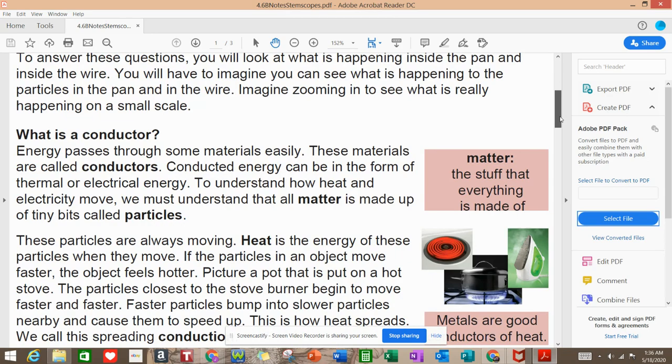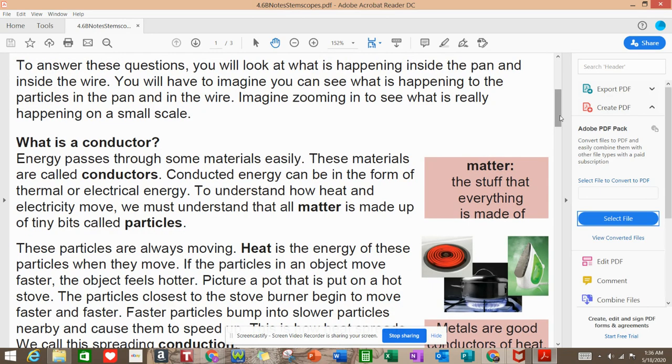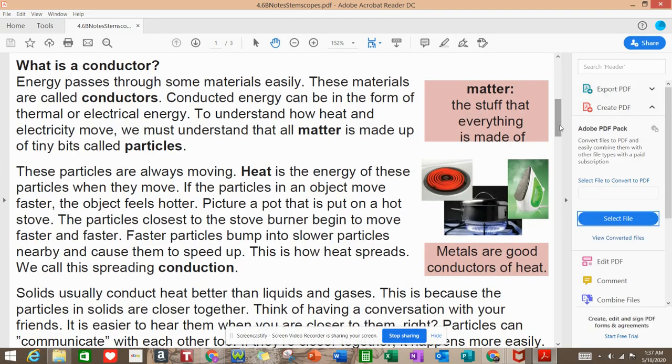To answer these questions, you will look at what is happening inside the pan and inside the wire. You will have to imagine you can see what is happening to the particles in the pan and in the wire. Imagine zooming in to see what is really happening on a small scale. What is a conductor? Energy passes through some materials easily. These materials are called conductors. Conducted energy can be in the form of thermal or electrical energy.